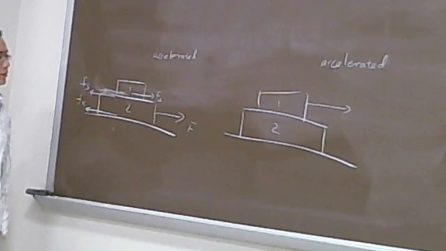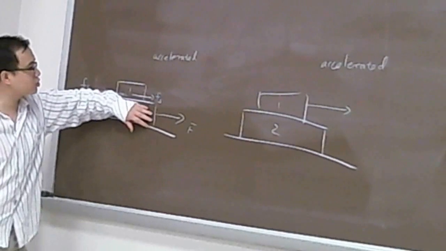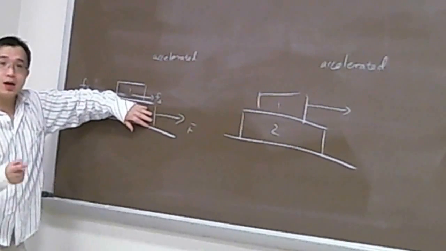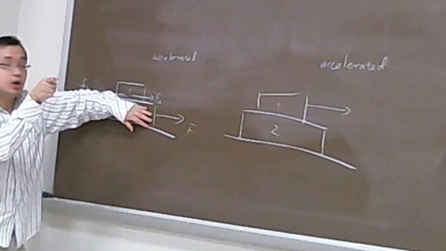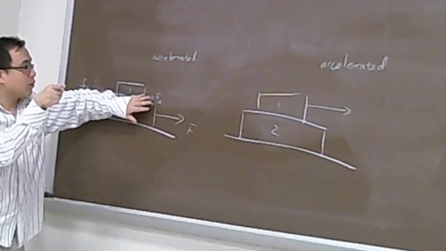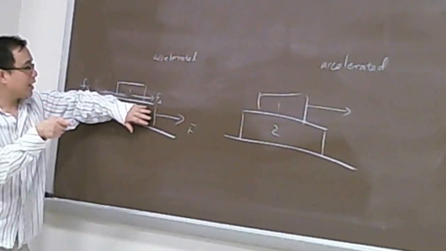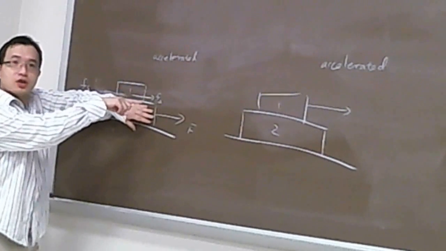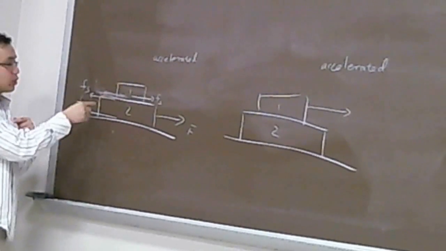Think about the whole system is in acceleration. So if we only look at object 1, that means it must have some forward force to maintain the acceleration. If it doesn't have forward force, then it wouldn't accelerate together with the second object. And the only possible force to maintain this acceleration is some frictional force here. So, of course, then the reaction will be in this direction.